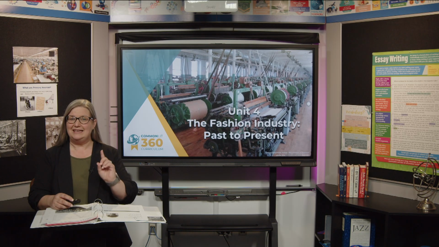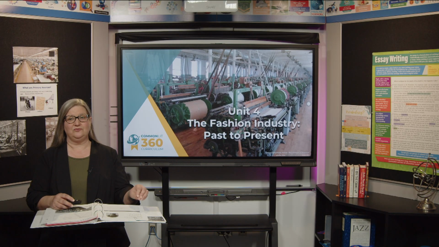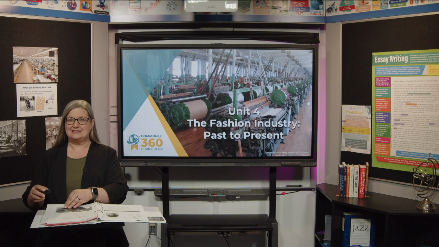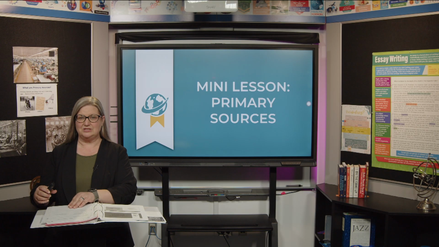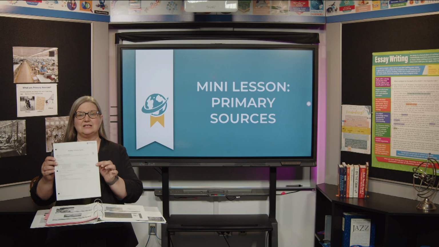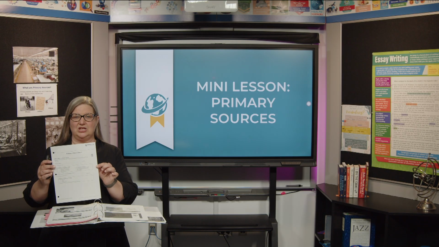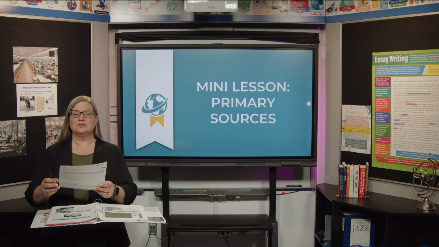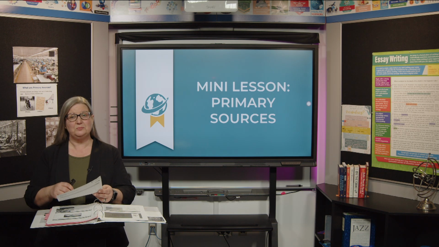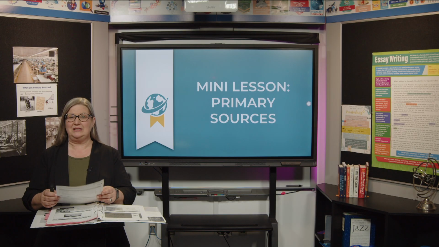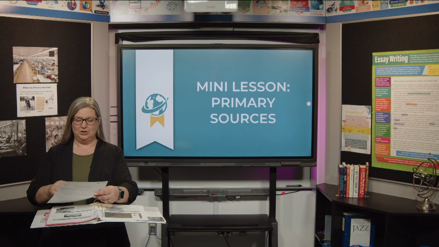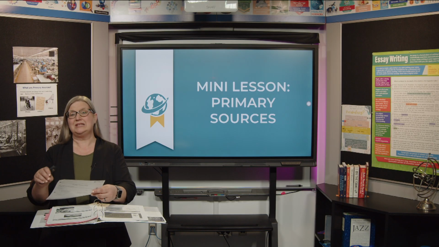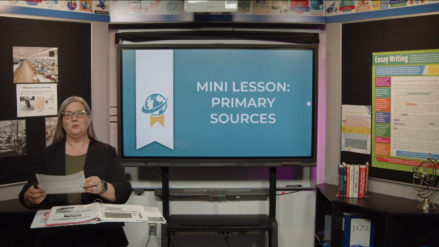As a reminder, this is a CommonLit 360 unit, unit 4, the fashion industry, past to present. Today we will be doing a mini lesson on primary sources. You should have, or hopefully your teacher has printed you, a copy of the worksheet from the CommonLit website, Reading a Primary Source. You will complete this as we go through the PowerPoint today. And then at the end, there is a little activity. There's a part 2 and a part 3, some of it you will do together and some of it you will do with a partner.